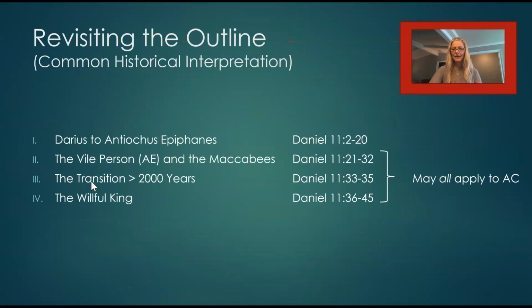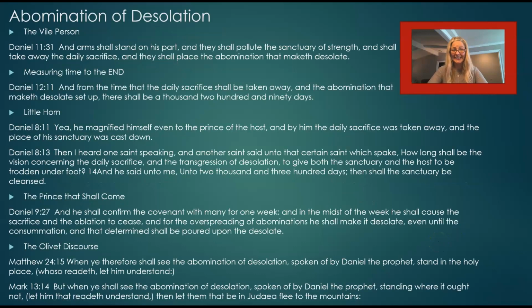So at this time, we have examined the individual details of the four main divisions of the outline of Daniel chapter 11. This is the common historical interpretation. However, in examining the vile person and the events with the abomination of desolation in the second main division, it's possible that Daniel 11:21 through 45 may all apply to the Antichrist, not Antiochus Epiphanes. The abomination of desolation is the key.